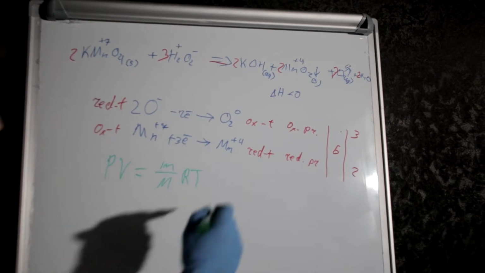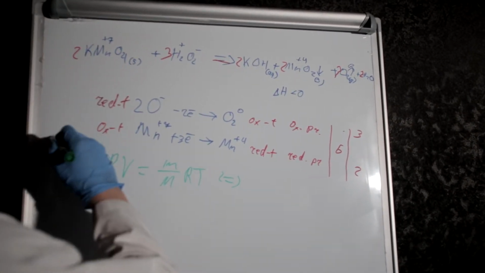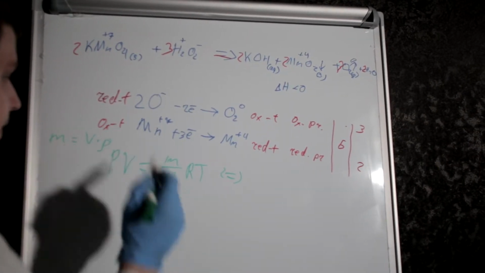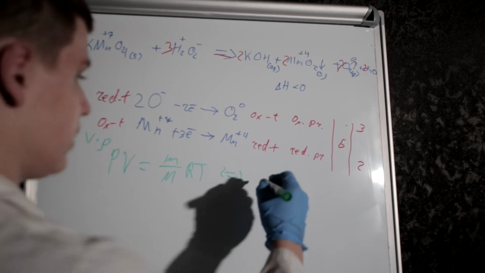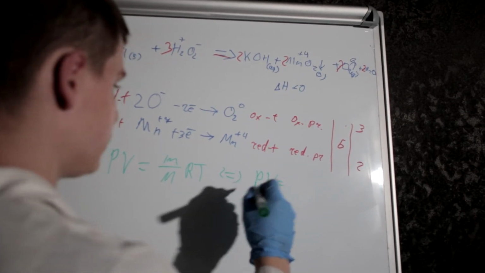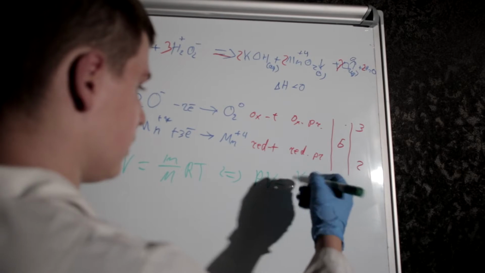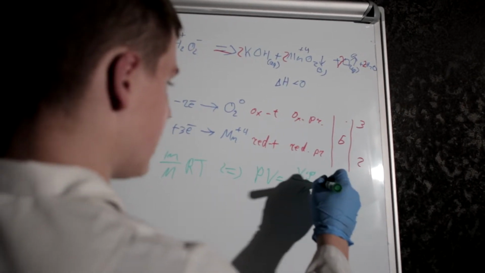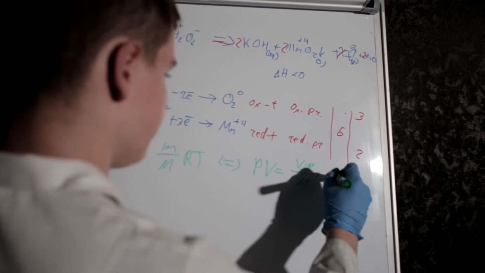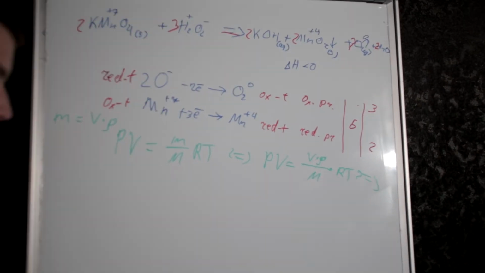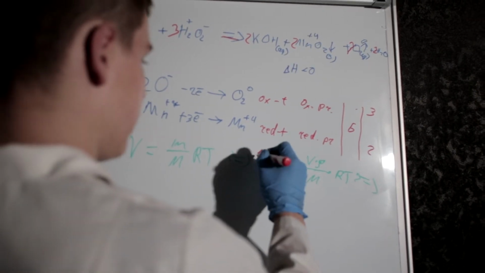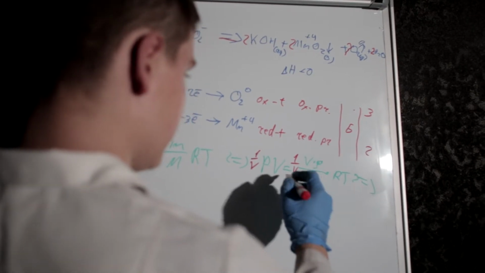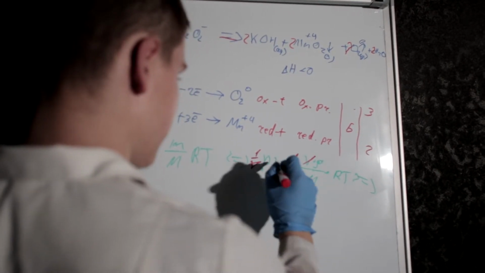We can easily say that m is equal to the volume multiplied by its density. So PV equals volume multiplied by its density over the molecular mass of the gas, multiplied by RT. We will multiply both sides by 1 over V, so V and V cancel each other out.